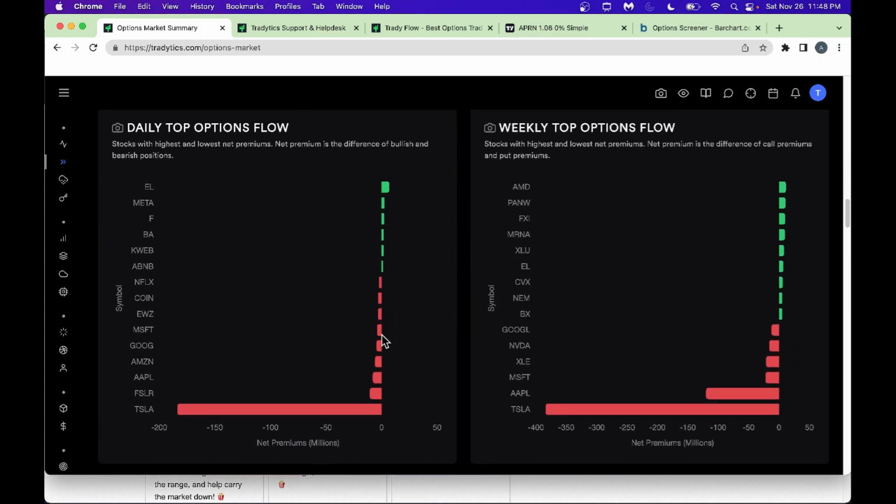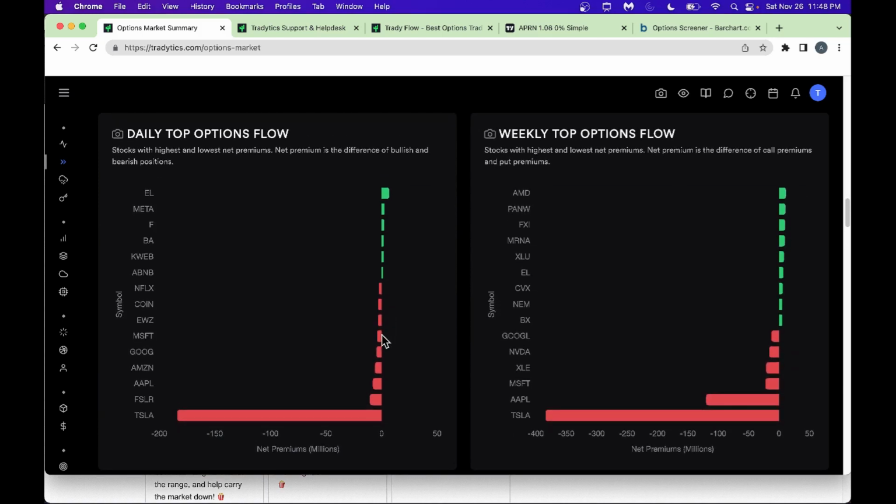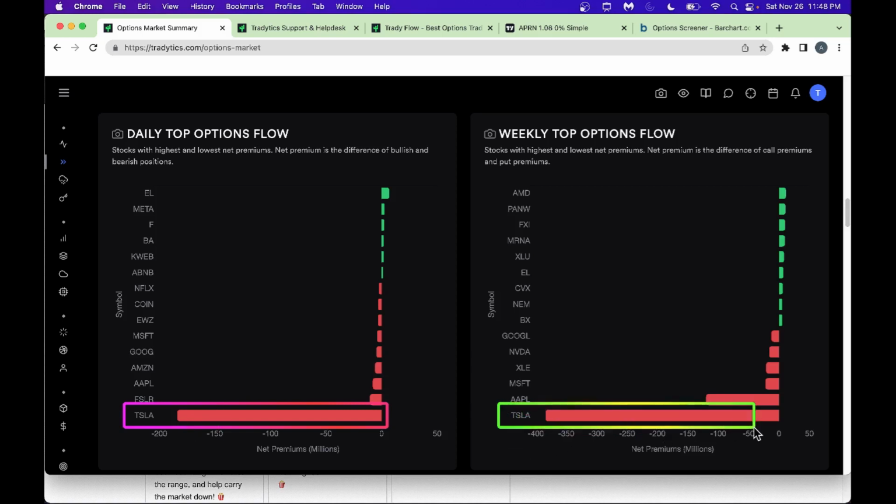And the next big thing really tells you what's hot, what's cold. Look, Tesla, a lot of people are buying puts here. So with Tesla, you've got to be slightly careful. If you look at the daily basis, Tesla has got a lot of negative put buying going on here. And on a weekly basis also, same story.